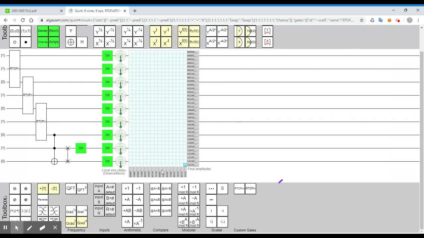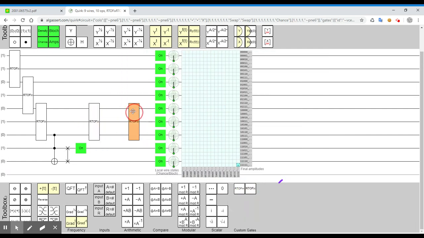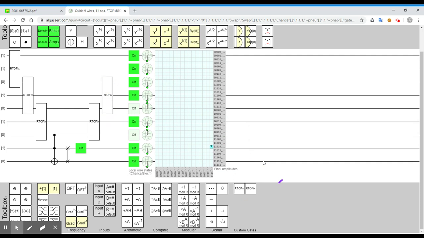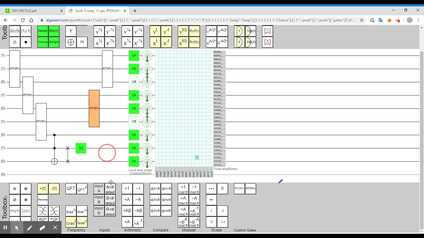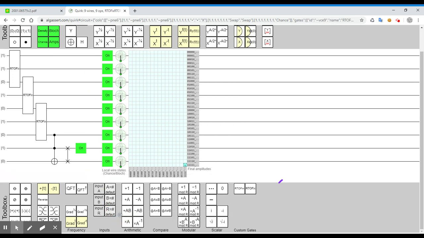If I apply these gates again, it's quite interesting to see that for some reason, oh yeah, there is still a phase. Okay, there is. It's a minus 90-degree phase. So that works as well.